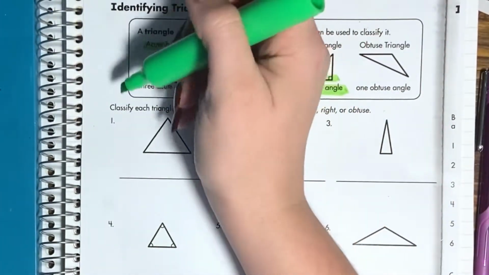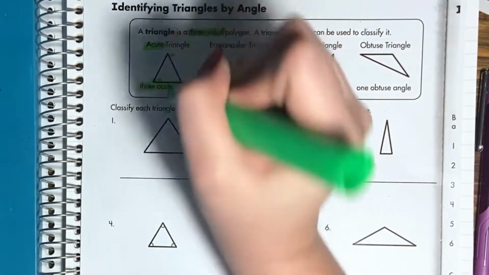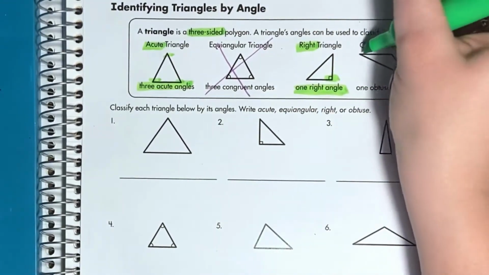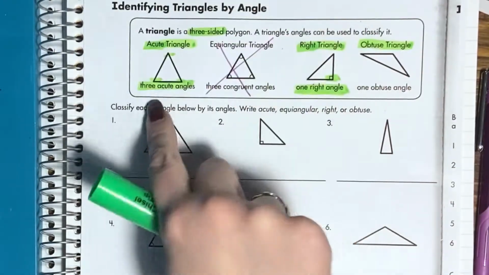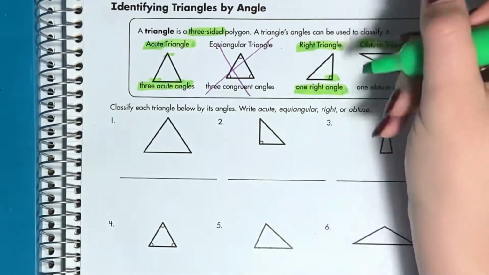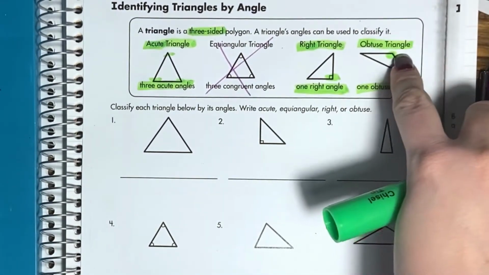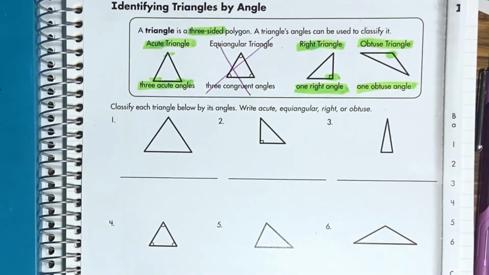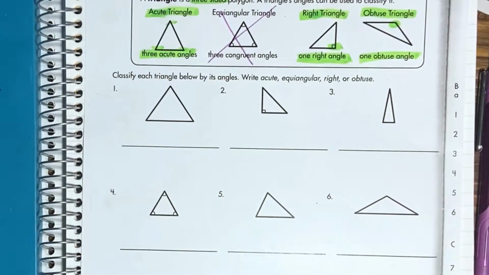Oh, and I forgot to highlight acute triangles. They have 3 acute angles. Here, here, and here. And finally, an obtuse triangle. All right, so we got acute triangles with 3 acute angles, right triangles have 1 right angle, and obtuse triangles have 1 obtuse angle. Remember, obtuse is when things are open really wide. It's right there. Okay? So we're going to look at these triangles below, 1 through 9, and see if we can figure out which triangle is which based on just their angles.